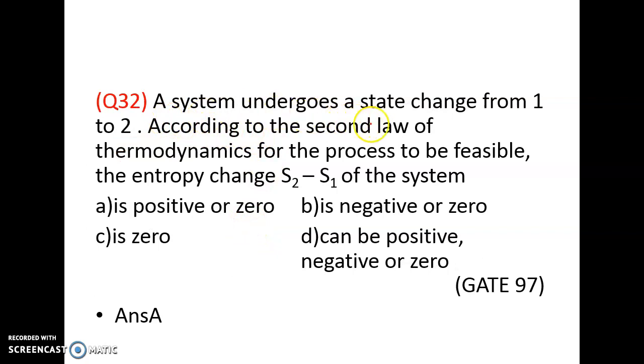For a system undergoing a change of state from 1 to 2, according to the second law of thermodynamics, for the process to be feasible, the entropy change S2 minus S1 of the system is positive or 0. For a reversible process it is 0, for an irreversible process it is positive. The change in entropy should not be negative.